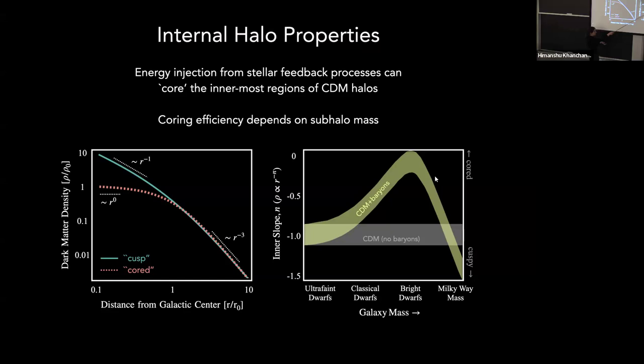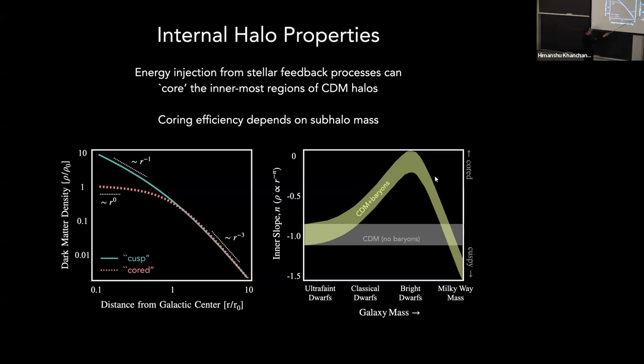Then as you move to larger dwarfs, you increase the number of supernovae in your system because your galaxy is getting bigger, you have more baryons, you're forming more stars, you get more supernovae. And as you form more supernovae, this feedback effect becomes more and more important. As you move along this way, you tend to form more cores inside of your dwarf galaxies. So that's why you see this rising here.